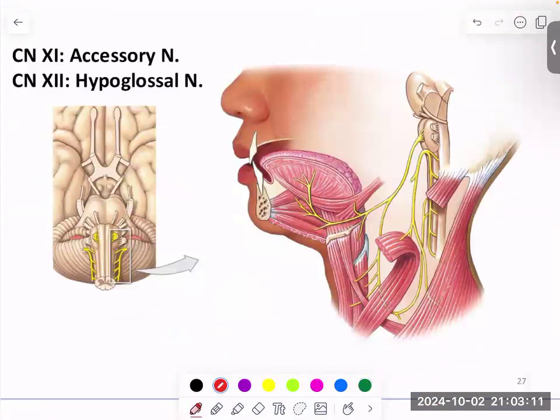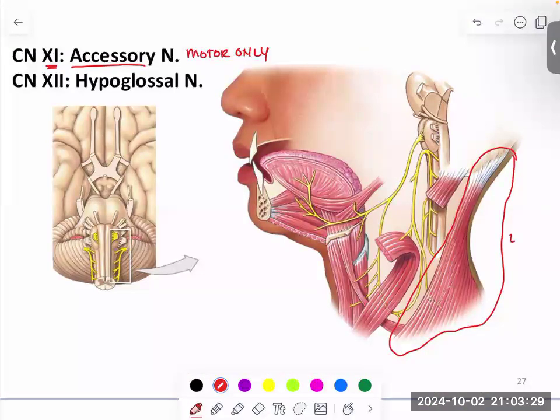Accessory, cranial nerve number 11. The accessory nerve is responsible for the muscles in the back of the neck. The accessory nerve is motor only. This is the muscles that when they contract, they allow you to look up.